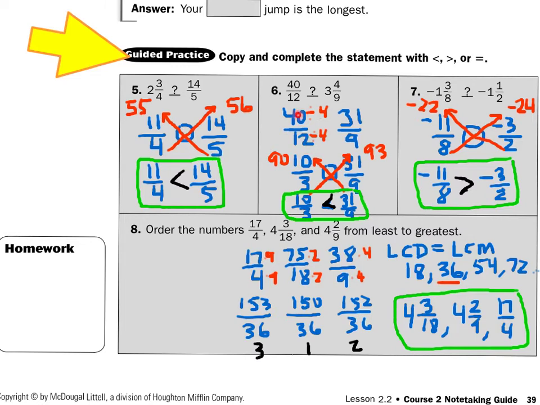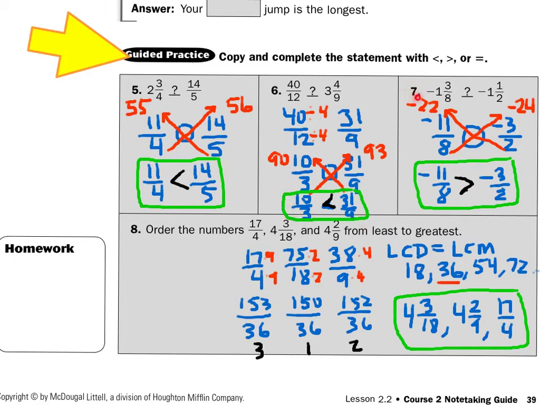Now I can see that 40 and 12 can be reduced. I know that 4 goes into both, so I'm going to reduce first. So 40 divided by 4 gives me 10, and 12 divided by 4 gives me 3. And now I compare 10 over 3 compared to 31 over 9. So start at the 3 and shoot that arrow across. 3 times 31 gives me 93, and 9 times 10 gives me 90. Well, I know 90 is smaller, so I'm going to write 10 over 3 is less than 31 over 9, and I box my answer.